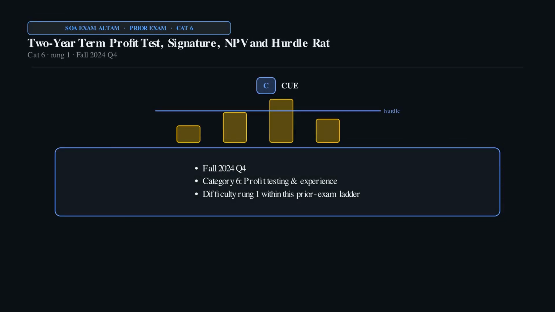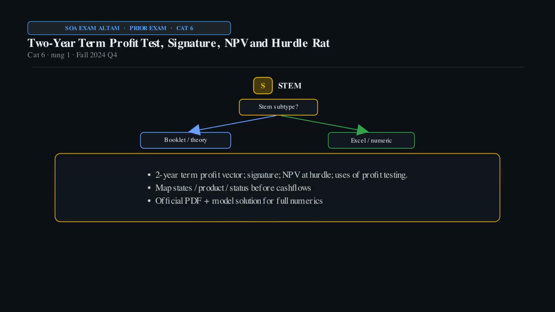Fall 2024 Question 4. This sits in Category 6, Profit Testing and Experience, difficulty rung 1 on the prior exam ladder. Recognition Q: Profit Cash Flow Vector Signature, NPV/gains. STEM Focus: 2-year term profit vector, signature, NPV at hurdle, uses of profit testing.